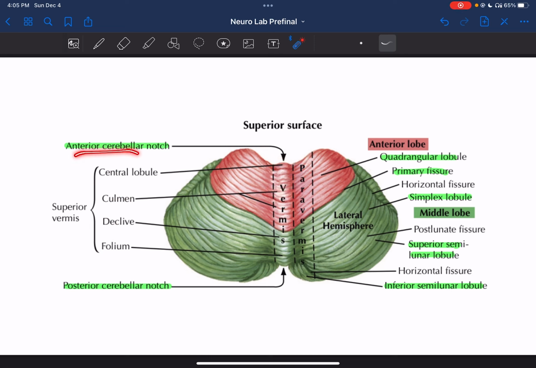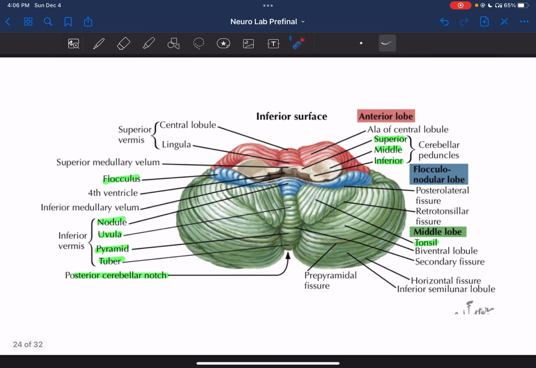This is the anterior cerebellar notch. This is the posterior cerebellar notch. Again, to revise, the anterior lobe is divided from the posterior lobe by the primary fissure. And remember, the horizontal fissure separates the superior semilunar lobe from the inferior semilunar lobe. This is the horizontal fissure. Now, what about the inferior surface?